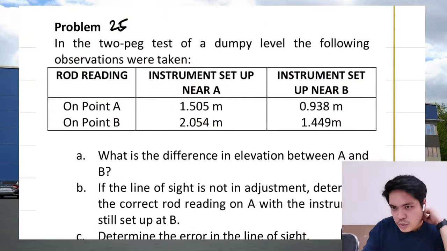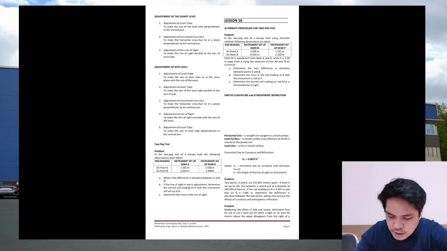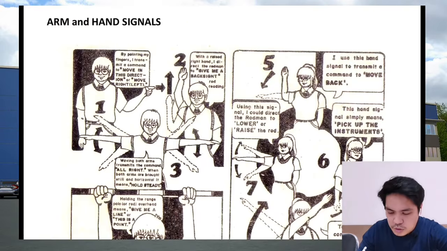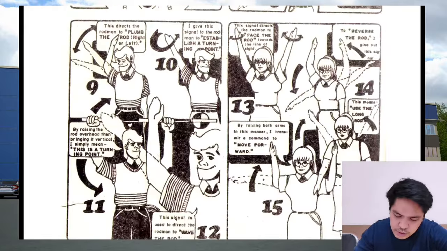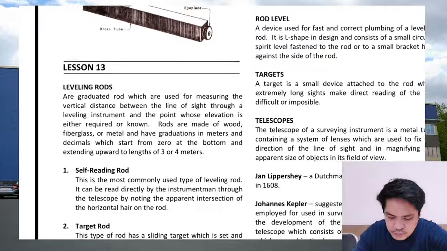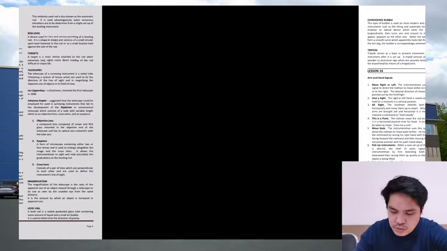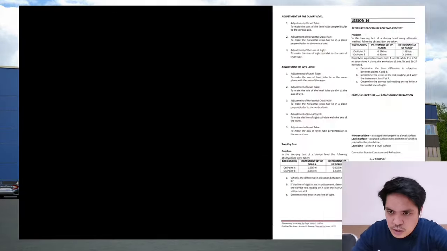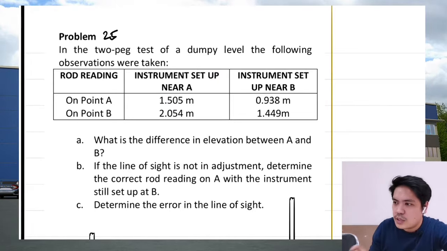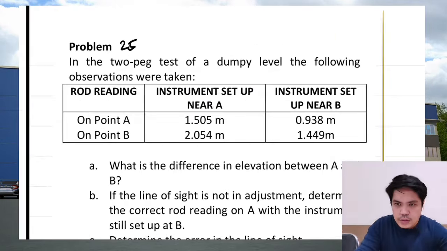Okay, so we're done with discussing the arm and hand signals last meeting, right? We also discussed the leveling methods in determining the differences in horizontal distances. So let's proceed to solving some of these problems. Let's start with problem 25.